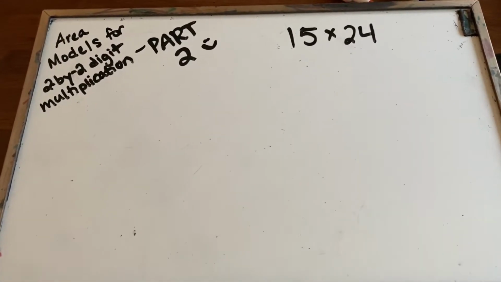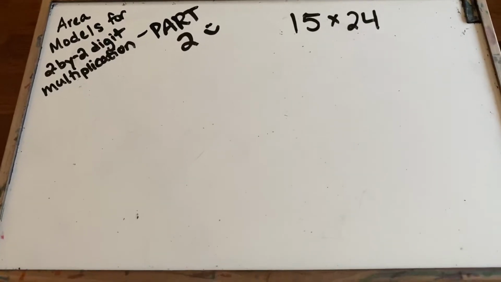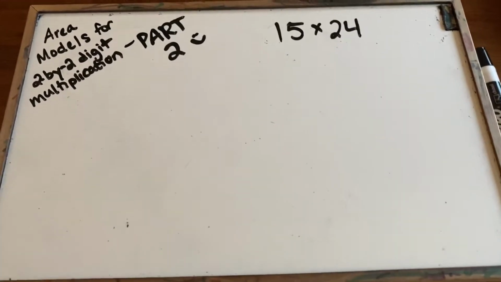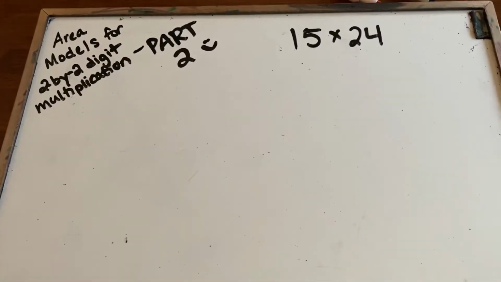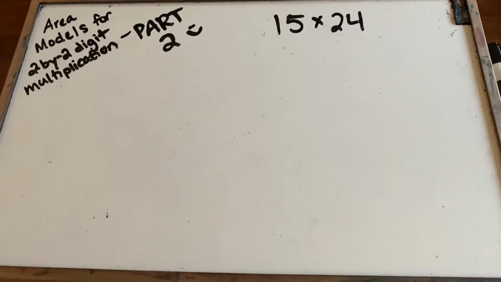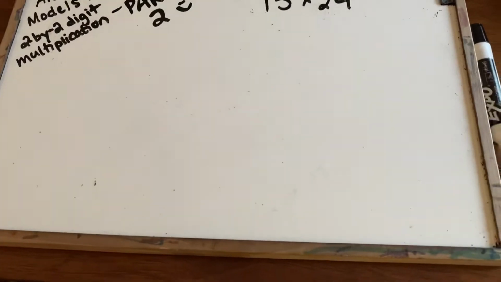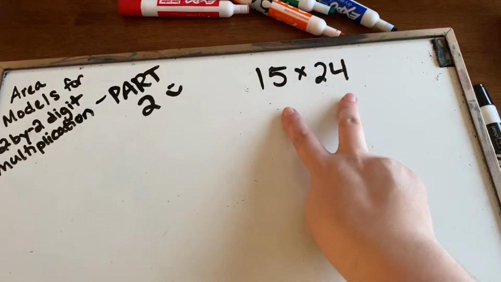Spears again with area models for 2-digit by 2-digit multiplication. In my last video, I kind of just showed you where this idea comes from. In this video, I'm just doing some more practice problems with you so you can have some more chances to practice with me. The first problem I'm going to do with you is 15 times 24.